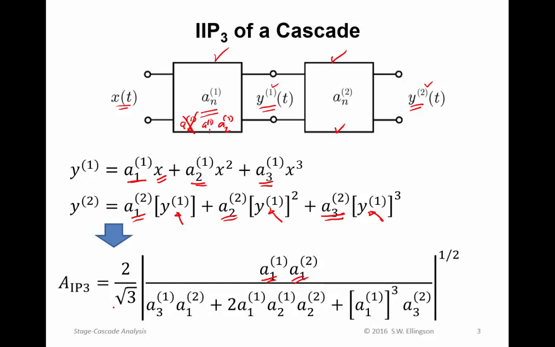There's a factor of 2 over the square root of 3 out front. We take the square root of the magnitude of this rather complex ratio of expressions. I'm not going to derive that here, and it's not derived in the book. It's a relatively complicated derivation, but the result is clear enough. So here you have it. This is the third order intercept for a cascade of two ports, which can be described using a third order memoryless polynomial response model.